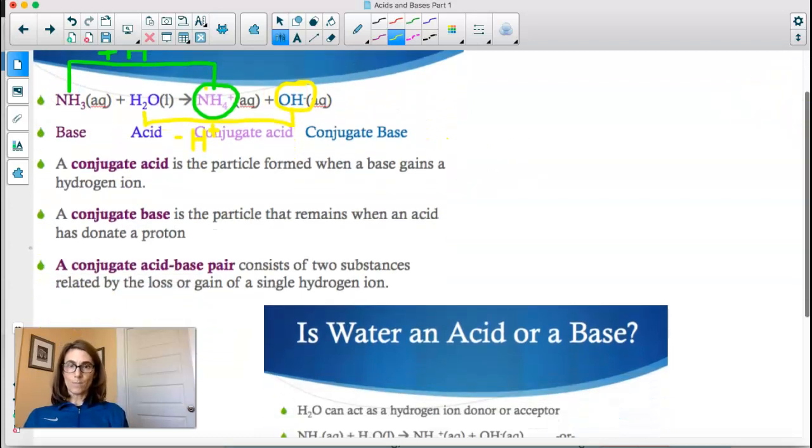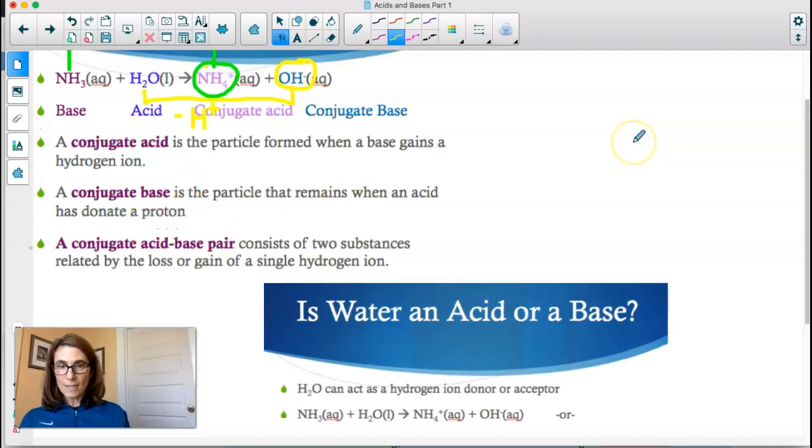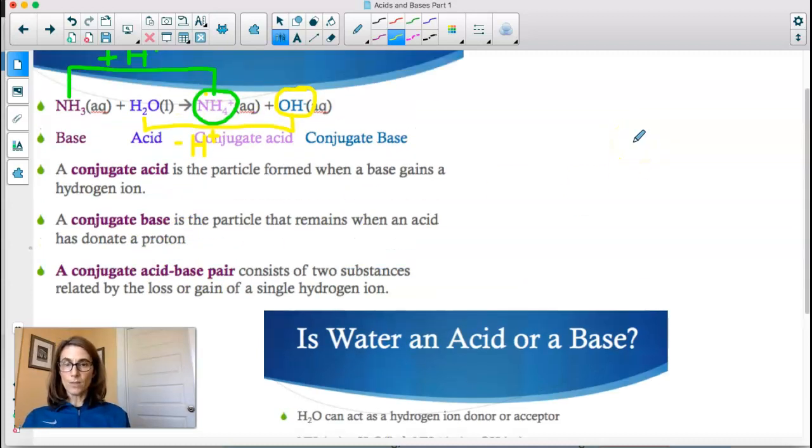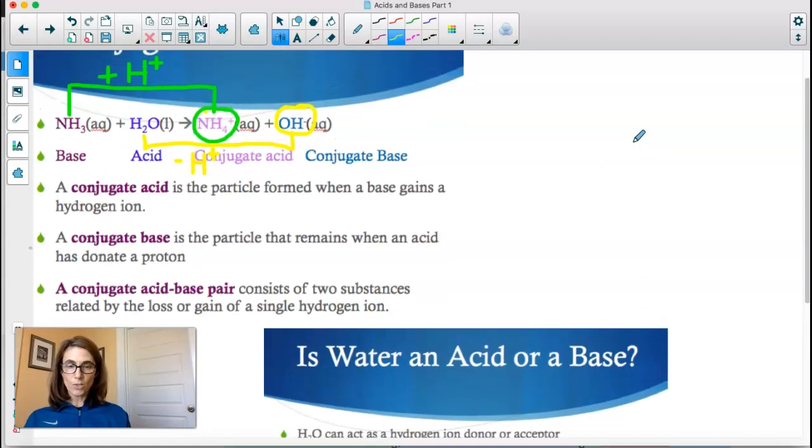Then here you have some fancier definitions if you wanted to jot those down into your notes. Lastly, the conjugate acid-base pair consists of the two substances related by the loss or gain of a single hydrogen ion. So the things that I drew the lines between would be your acid conjugate base pair, and your base conjugate acid pair.